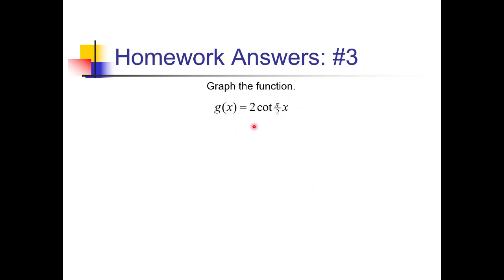To graph this function, 2 cotan of pi over 2x, let's look at the transformations first. So we've got the 2 out here giving us a vertical stretch. The pi over 2 in here, well, let me think here. Pi over 2, that's like 1.7 or something. That's bigger than 1. So that's going to be a horizontal shrink.